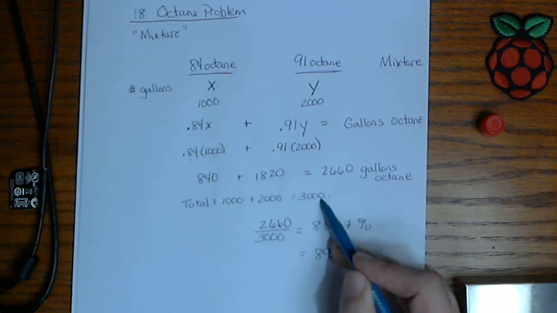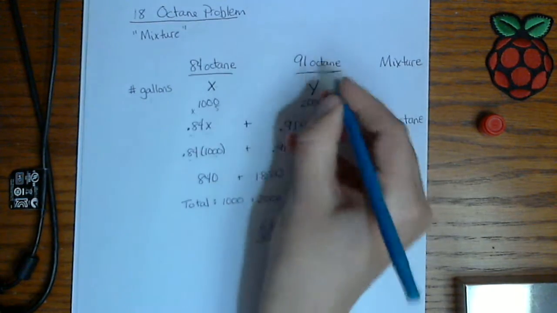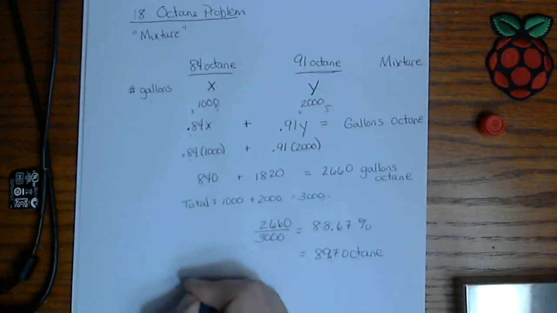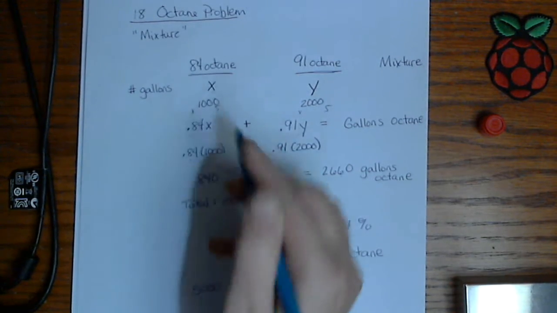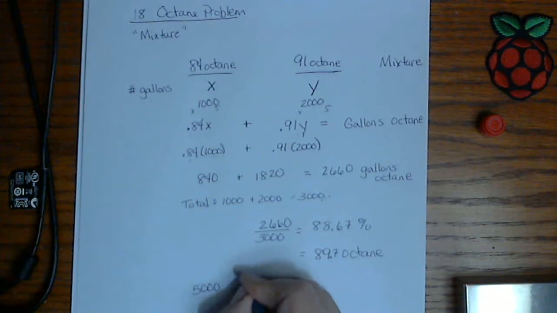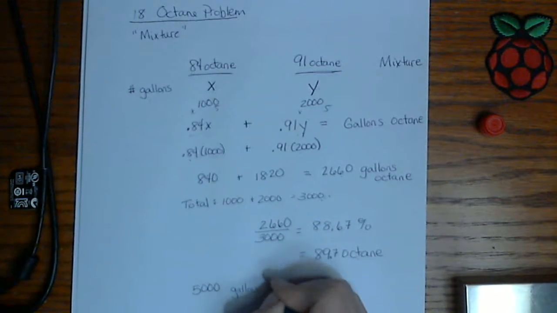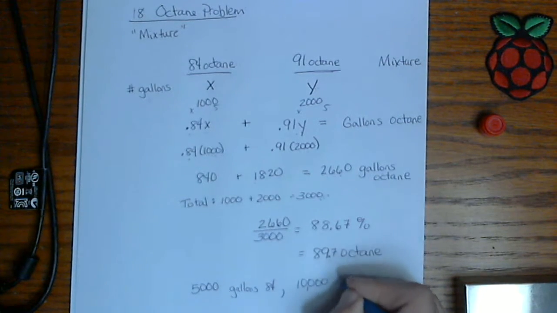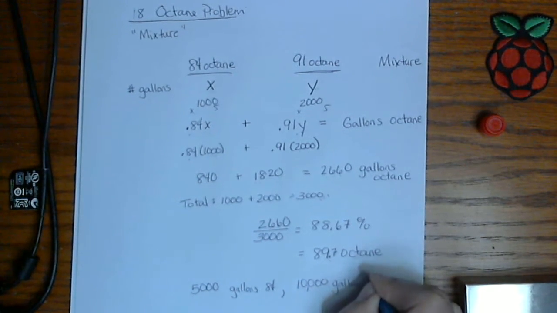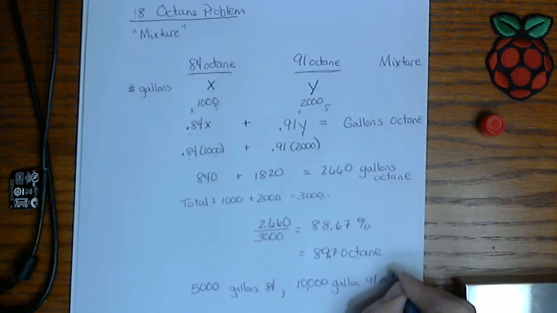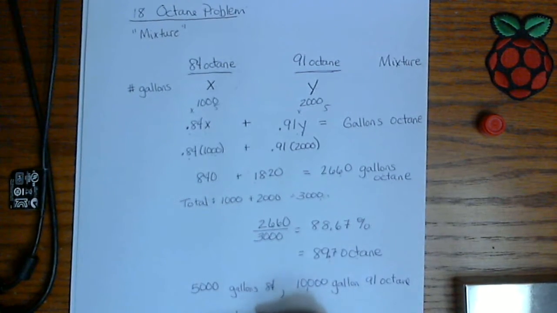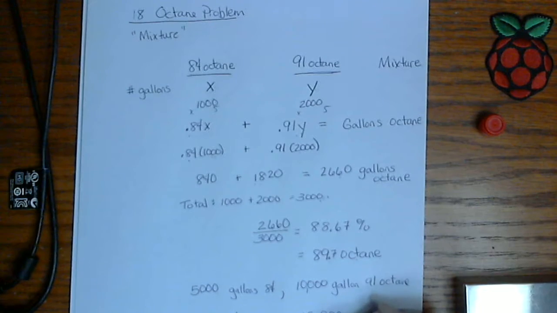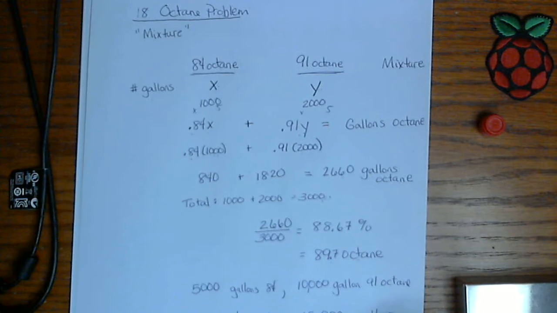Well, if we need 5 times as much, we need to multiply this one times 5, and we need to multiply that one times 5. So that would give us a total of 5,000 gallons of the 84 octane and 10,000 gallons of the 91 octane to get a total of 15,000 gallons of the 89.7 octane gas.